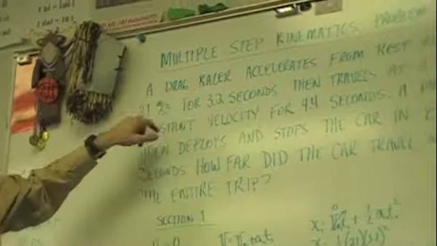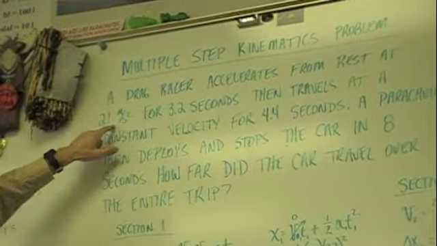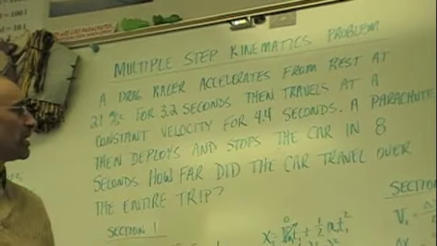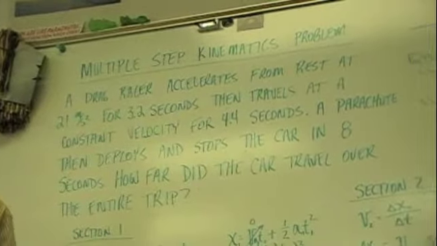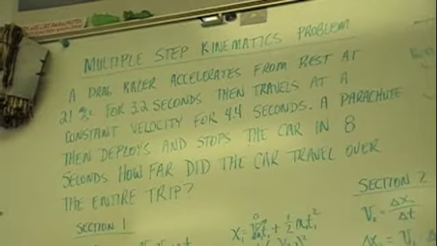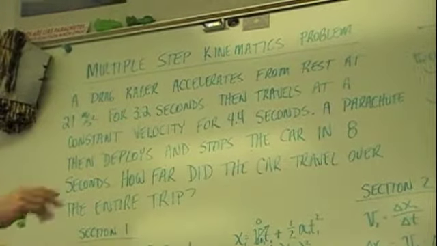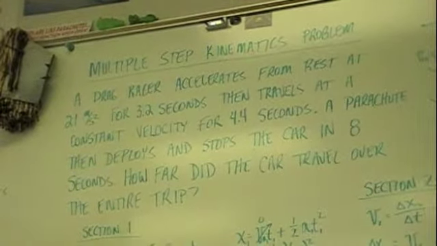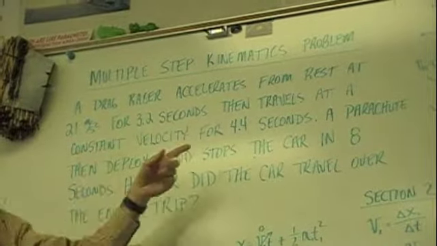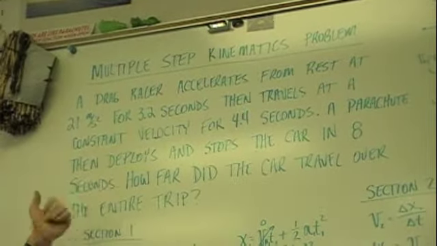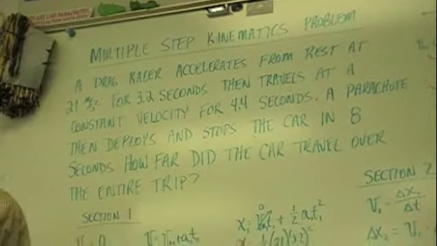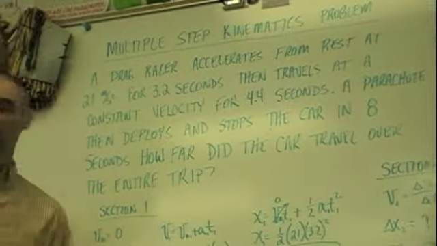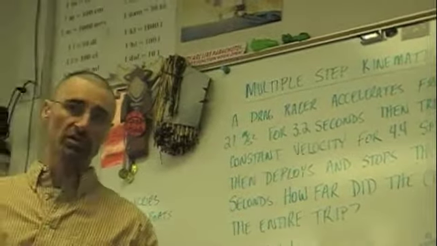If we look at this problem, guys, it says a drag racer accelerates from rest at 21 meters per second squared for 3.2 seconds, then travels at a constant velocity for 4.4 seconds. You can kind of imagine the drag racer getting up to top maximum speed and just going the rest of the race at top speed. And then at the end of the race, a parachute deploys and stops the car in 8 seconds. So how far did the car travel over the entire trip? Now, in order to get this, we're going to have multiple steps.